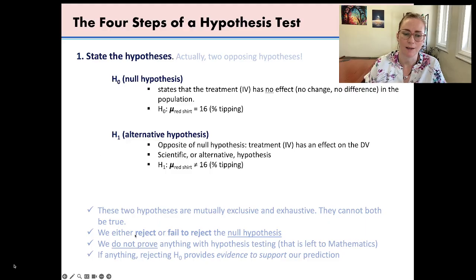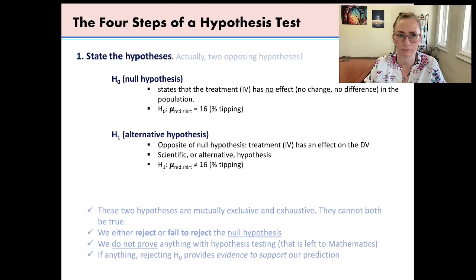So, and I mentioned this in class, and this is really important, we don't prove anything in science. That's left to mathematics. So we don't prove the alternative hypothesis. We either reject the null hypothesis or we fail to reject the null hypothesis. And what we do when we collect data is we basically provide evidence to support the alternative hypothesis, our prediction. So, right, our prediction is the alternative hypothesis H1, the one where we actually think a change is happening.